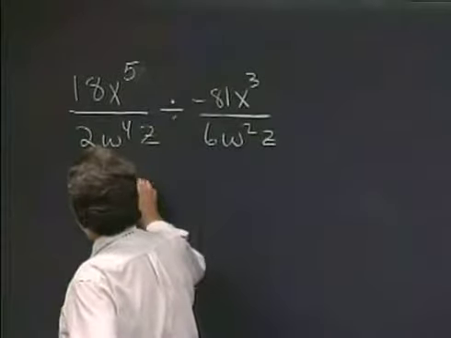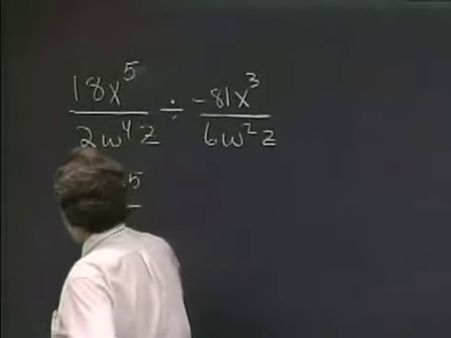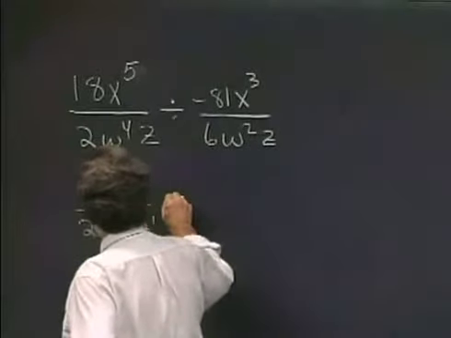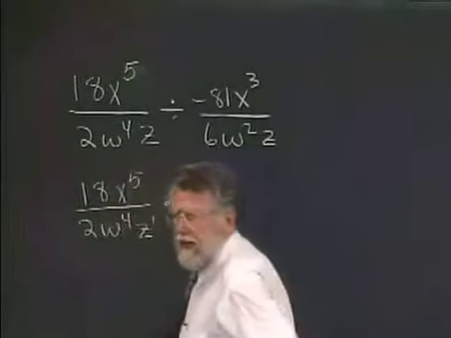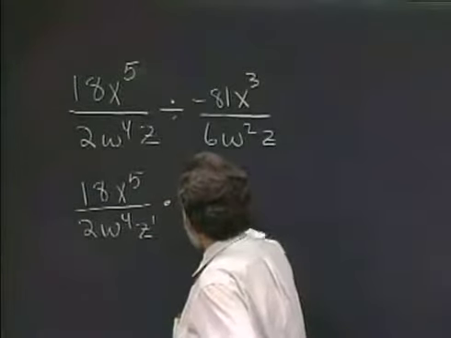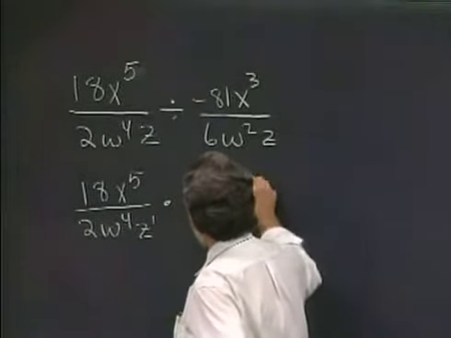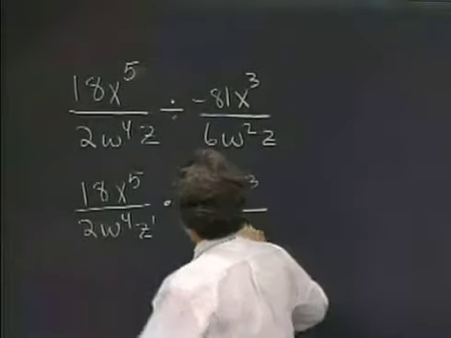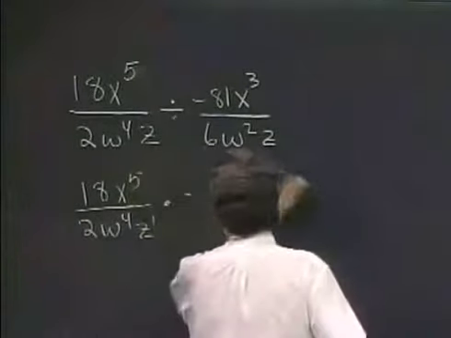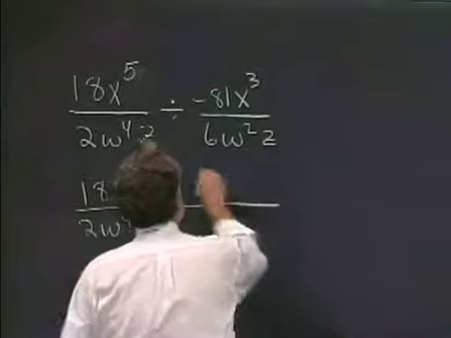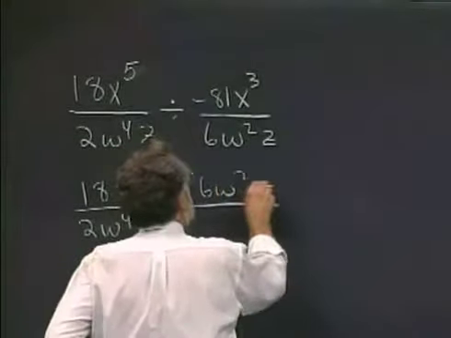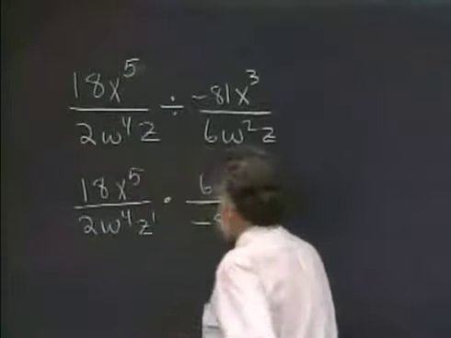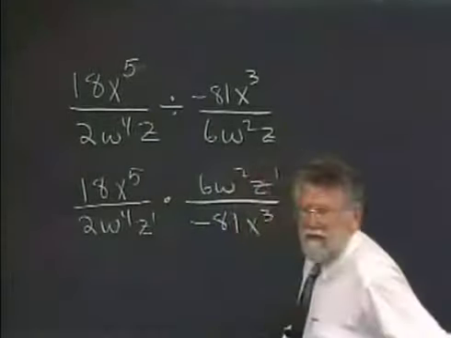So 18x to the fifth over 2w to the fourth z to the first, then a dot rather than a division, negative 81x to the third over 6w, oh, hold it, it helps if I inverted it, I didn't. 6w to the second z to the first, and then the negative 81x cubed. Inverting it. Now we should be in business.